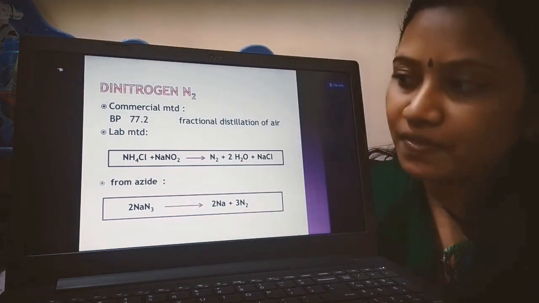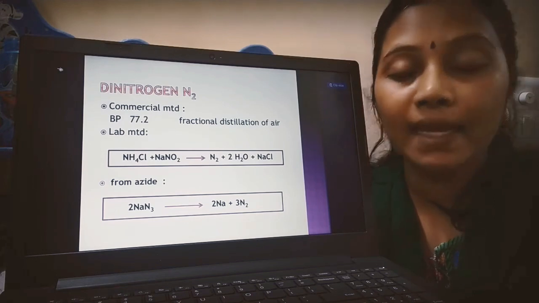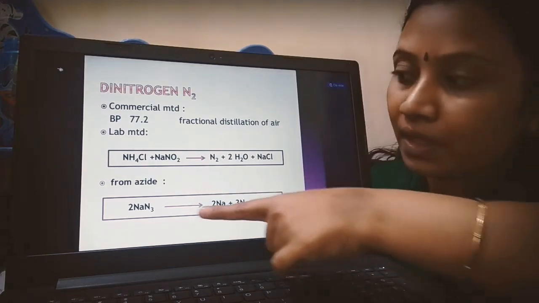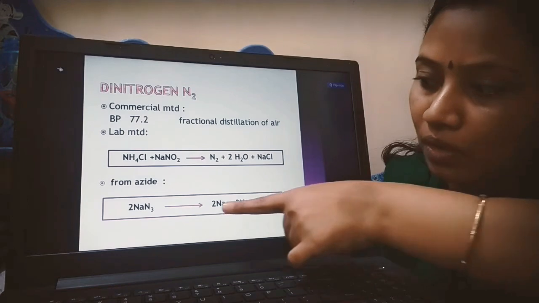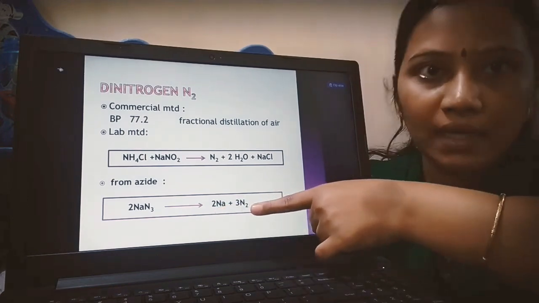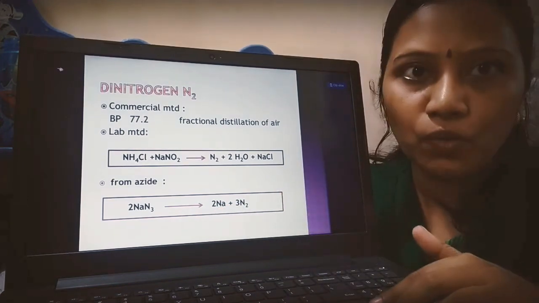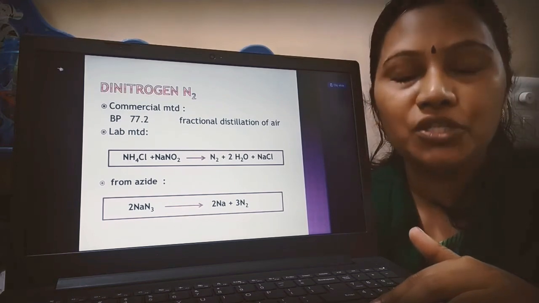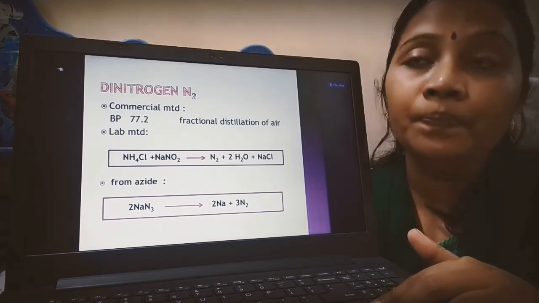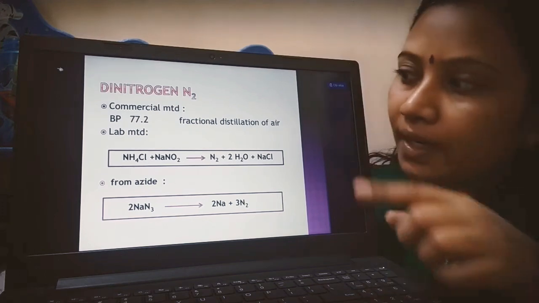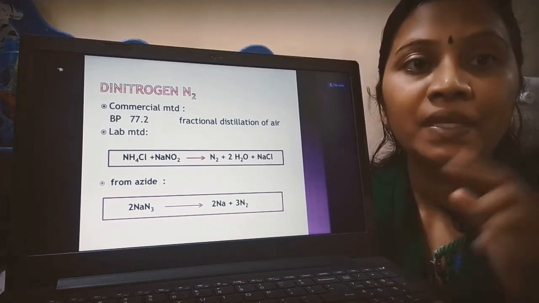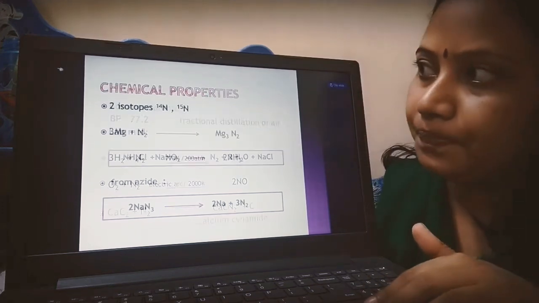We have seen this. What is the formula for sodium azide? NaN3. NaN3. From sodium azide, I got sodium and dinitrogen. So two methods I have told you to prepare nitrogen, that is dinitrogen, in the laboratory. One is using ammonium chloride and sodium nitrate. Okay. Second way is from sodium azide.